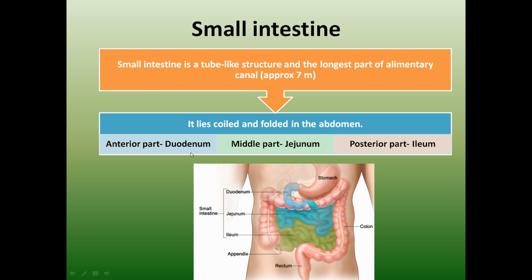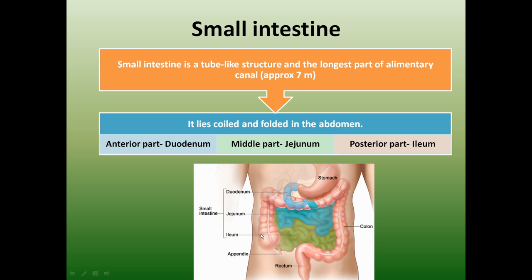It comprises three sections: the anterior part is referred to as duodenum, the middle part as jejunum, and the posterior part as ileum. So small intestine comprises three parts: duodenum, jejunum and ileum. The light blue section is your duodenum. The dark blue section is jejunum. The green section is ileum.